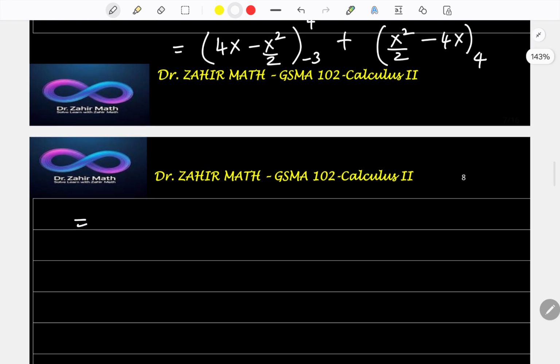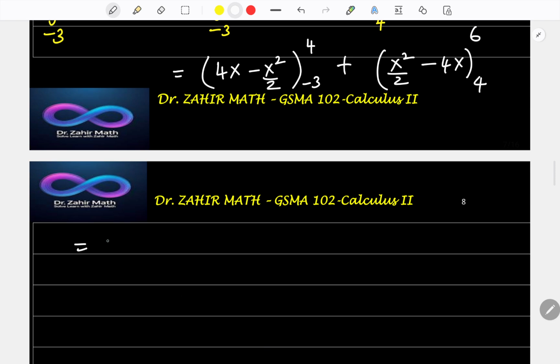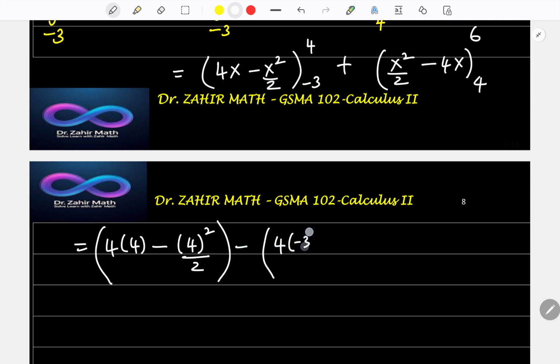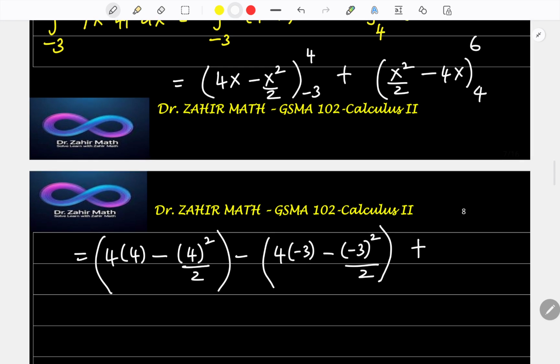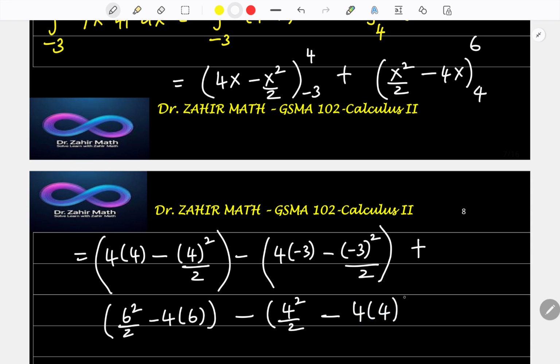Carefully substitute the limits, upper limit minus lower limit. So it is 4 into 4 minus 4 square divided by 2, upper limit minus lower limit minus 3: 4 times minus 3 minus minus 3 the whole square divided by 2. Plus the second one, upper limit minus lower limit: 6 square divided by 2 minus 4 times 6, minus lower limit, 4 square divided by 2 minus 4 times 4. I will put everything in the calculator.